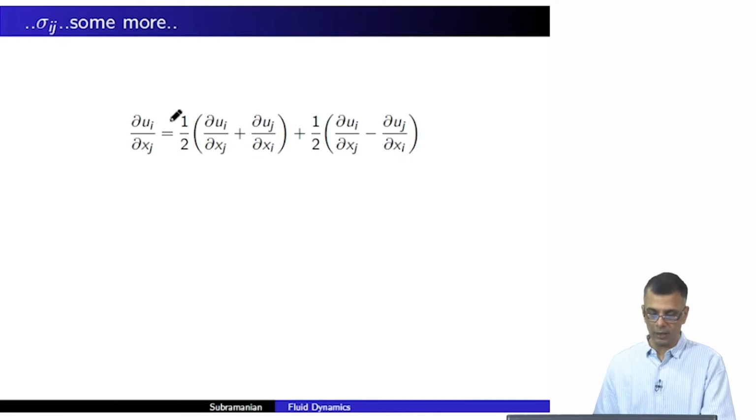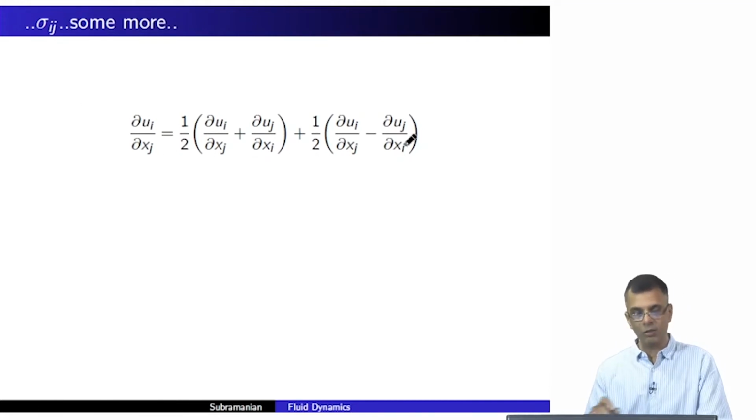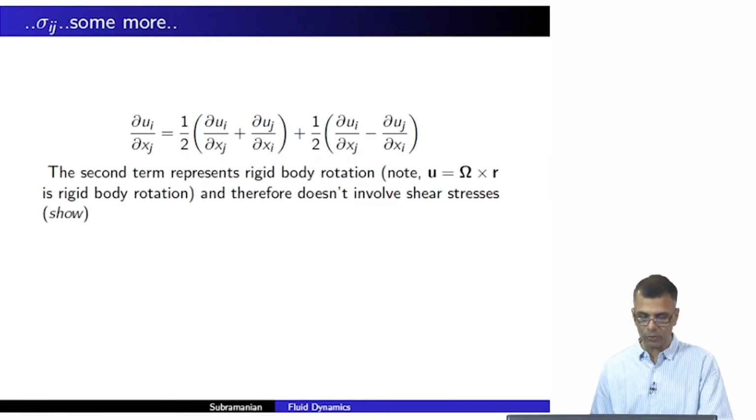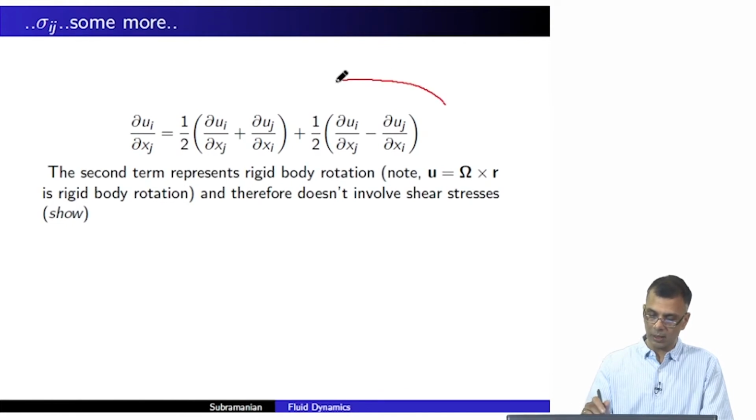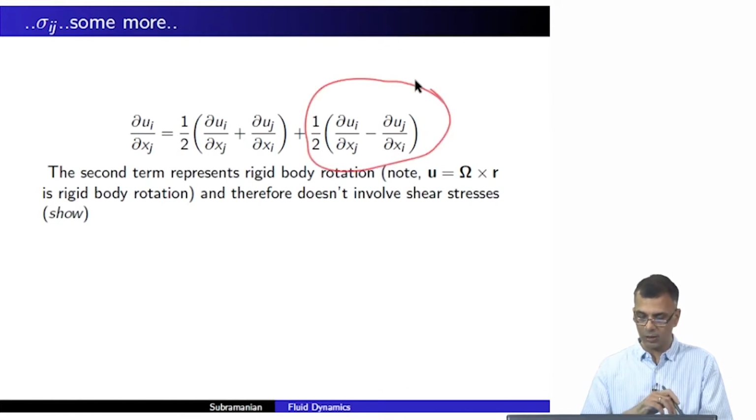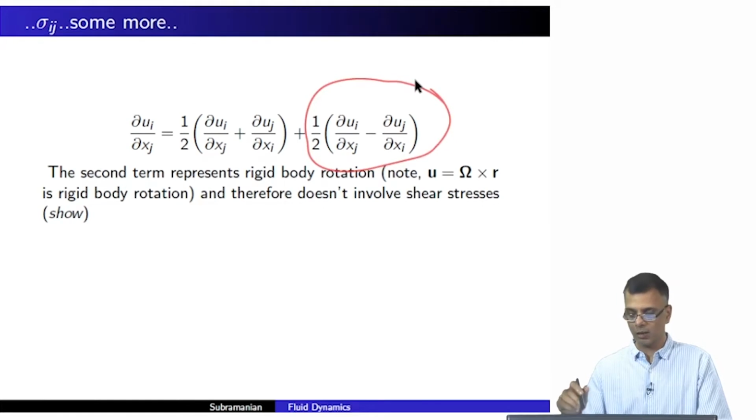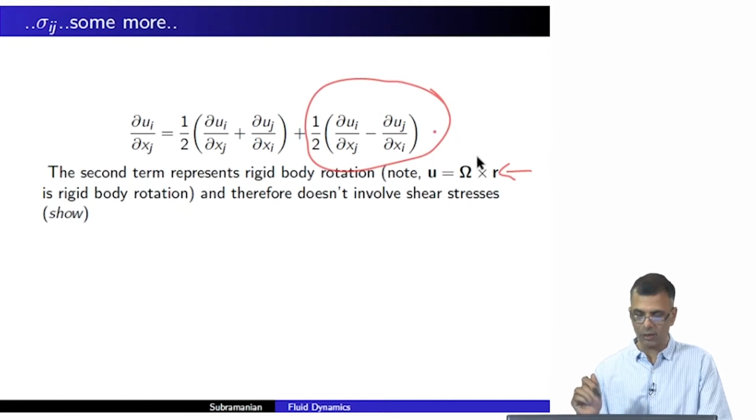You can immediately see that this is true, just algebra. There's a reason we write it this way. That's one of the most general ways of writing down dui dxj. Now, it turns out that the second term, this guy, represents rigid body rotation of this kind, where omega is a constant. And you can show this. It's not hard to show that this really is this kind.